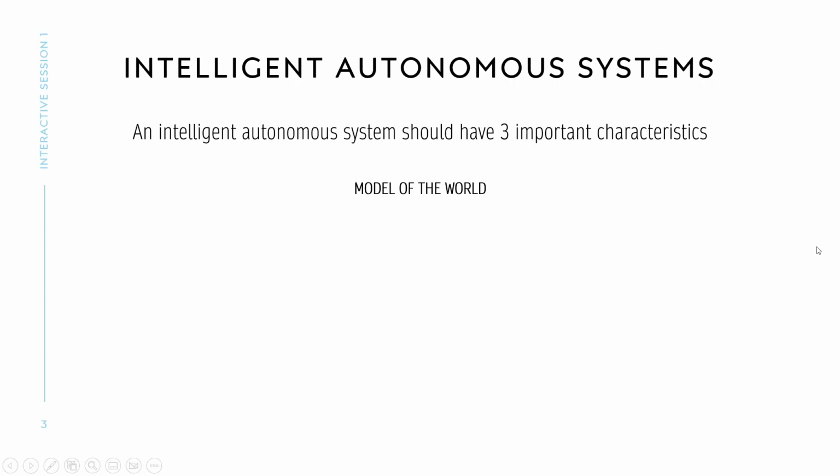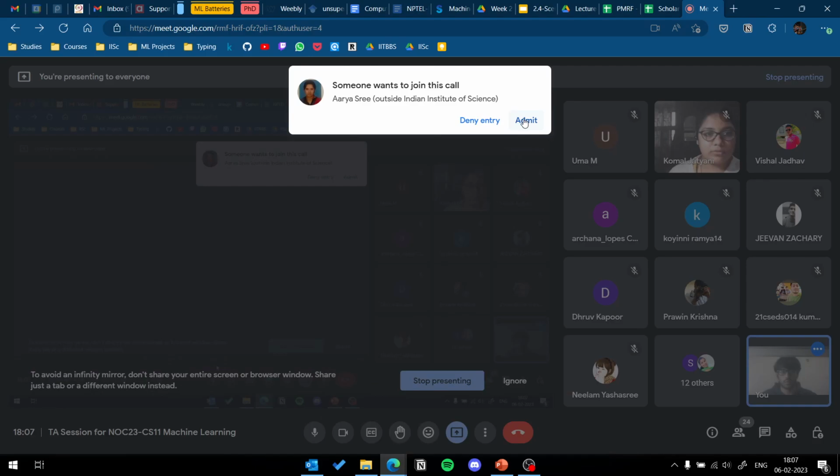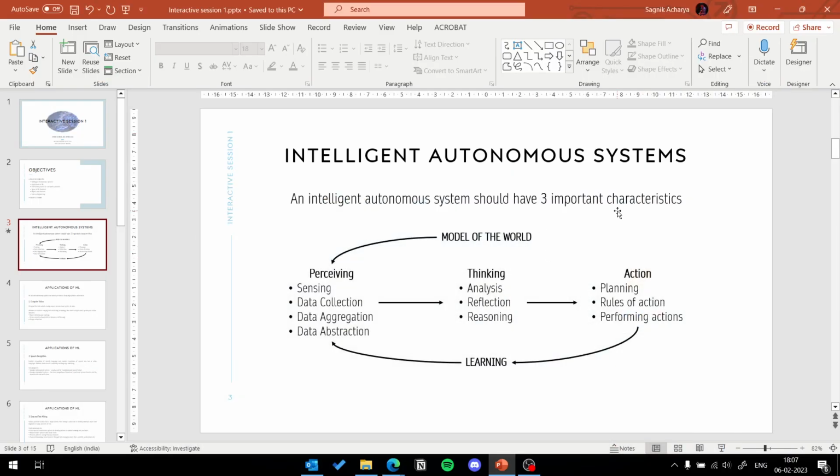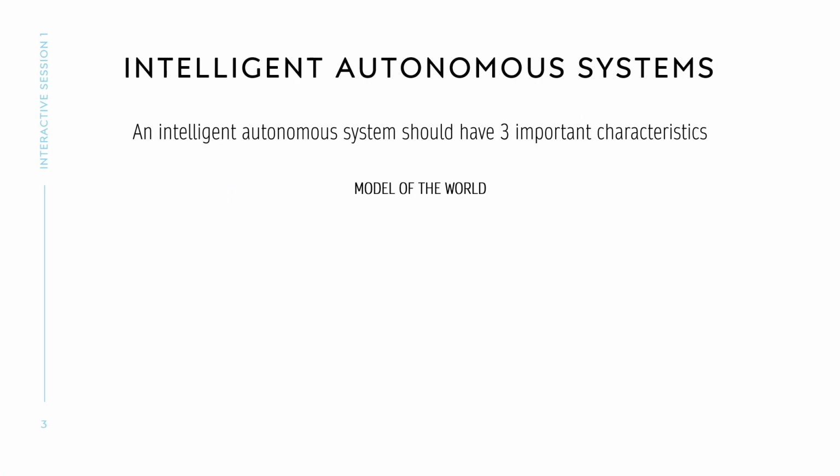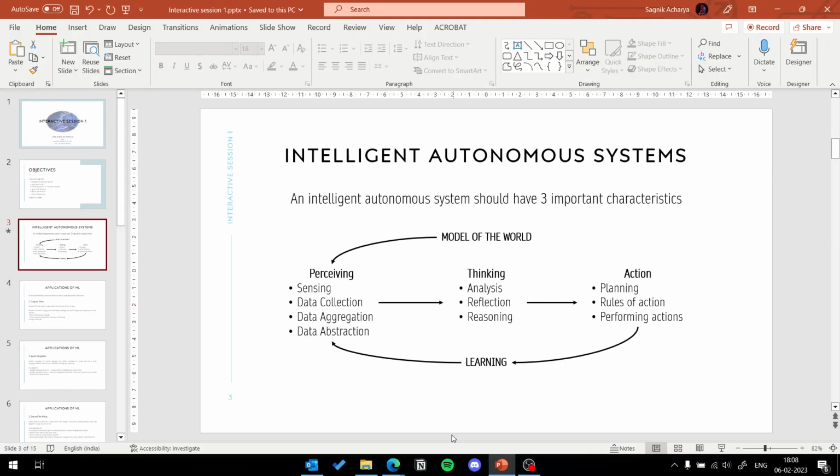Anyway, as I was saying, the ultimate goal of machine learning is to finally create an intelligent autonomous system, right? So what do I mean by that? An intelligent autonomous system should be able to function on its own, and by functioning on its own, I mean it needs to have three main characteristics.